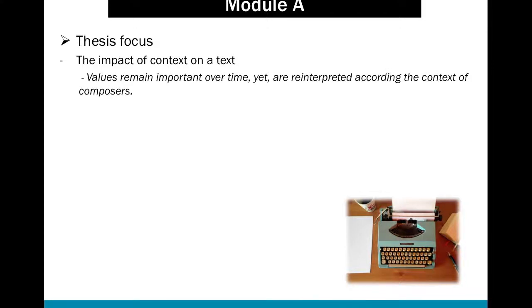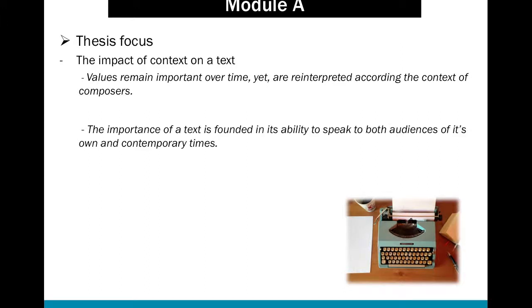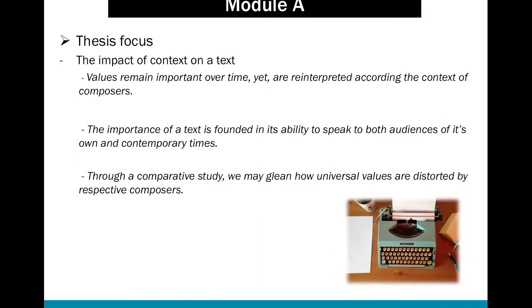Okay, let's move on to Module A. Here, the focus of your thesis should be the impact of context on a text. Now, this could manifest in various different ways. Your thesis might look something like, values remain important over time, yet are reinterpreted according to the context of composers. It could be, the importance of a text is founded in its ability to speak to both audiences of its own and contemporary times. Or, through a comparative study, we may glean how universal values are distorted by respective composers.